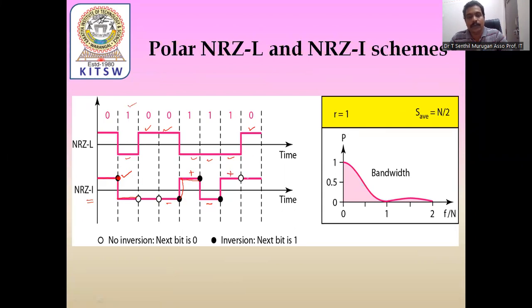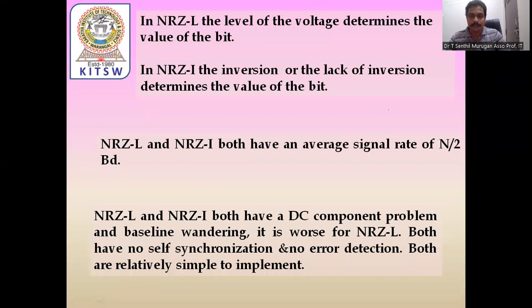Again it is 0, so there is no polarization change. So when the inversion happens, the next bit is 1. If the next bit is 0, there is no inversion. This is the NRZ-I model.